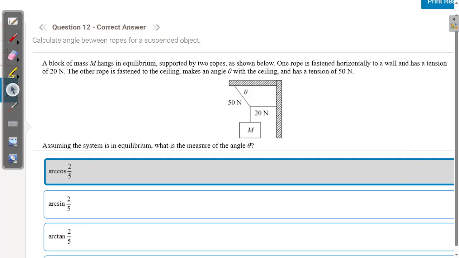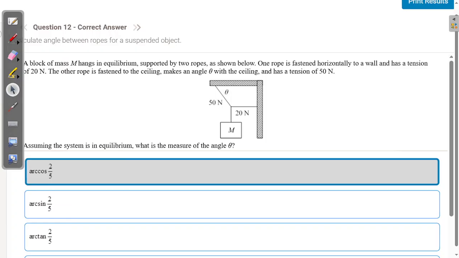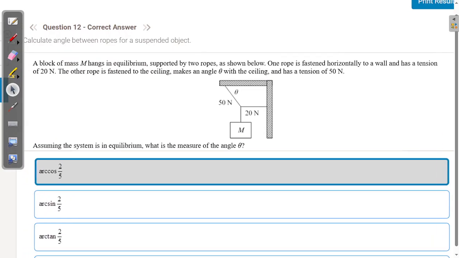Block of mass m hangs in equilibrium, supported by two ropes as shown below. One rope is fastened horizontally to a wall and has a tension of 20. The other rope is fastened to the ceiling, makes an angle of theta with the ceiling and has tension of 50.